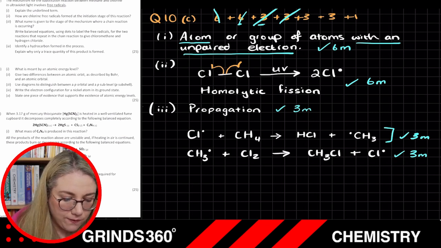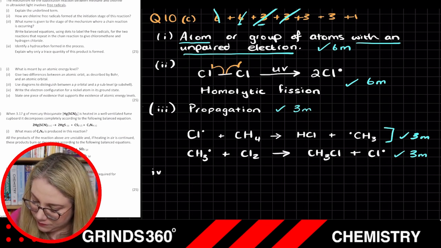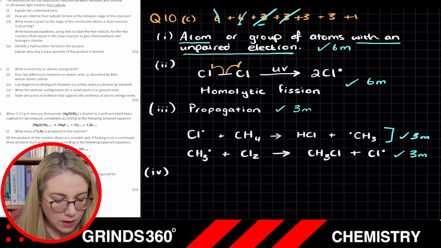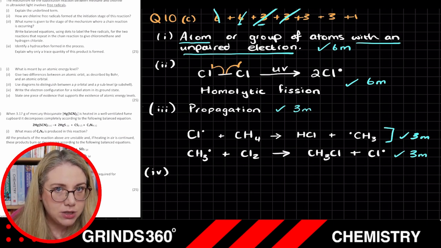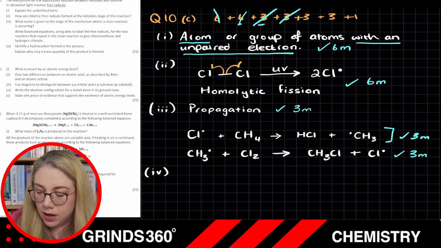Next, number 4. Identify a hydrocarbon formed in this process. Alarm bells should be ringing. This is the longer chain hydrocarbon.